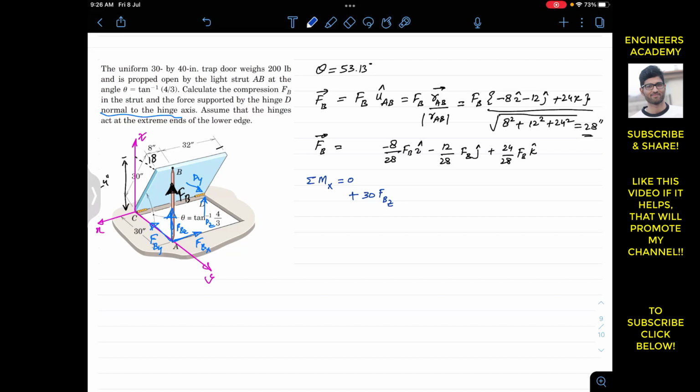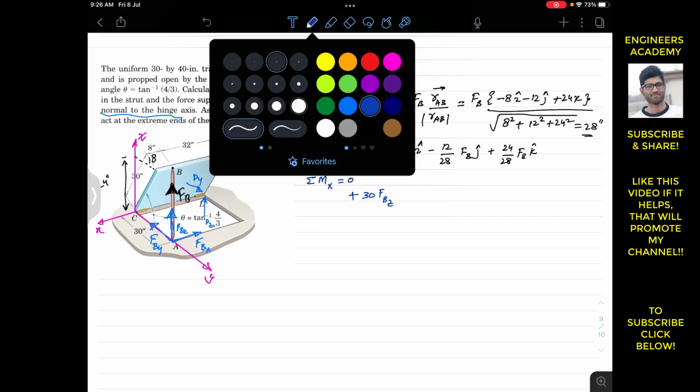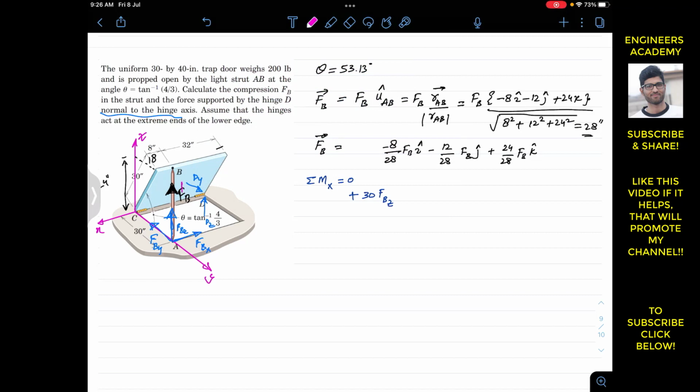And similarly, in the problem statement it said that the door weighs 200 pounds. So the weight of the door is going to act vertically downward, that is in the negative z direction. Let me show that weight as well. That weight will be acting at the geometric center of the door, and the weight is going to act vertically downward.